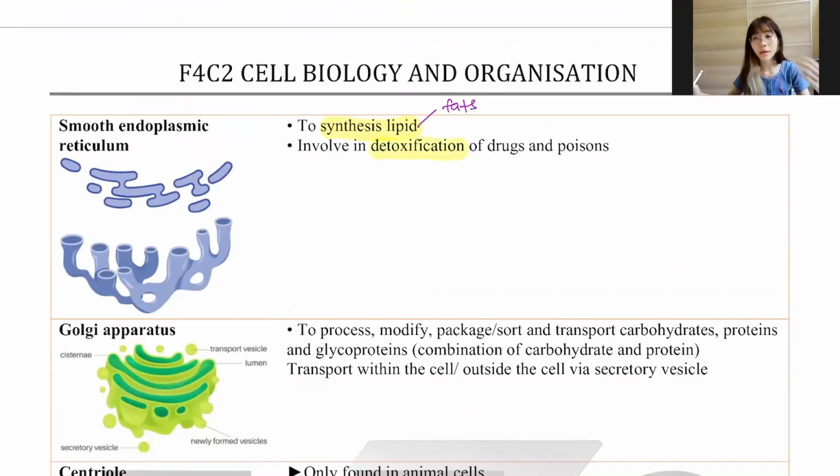Drugs can mean medication. Detoxification means you want to remove these drugs from your body. For example, when you take Panadol or any kind of medication, you cannot store the medication in your body. It must be removed from the body. They will use the smooth ER.